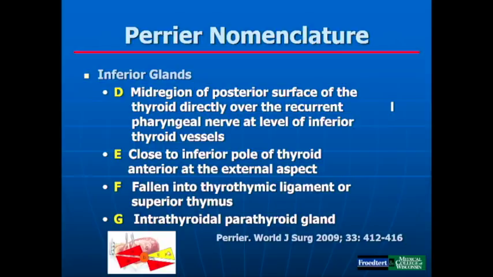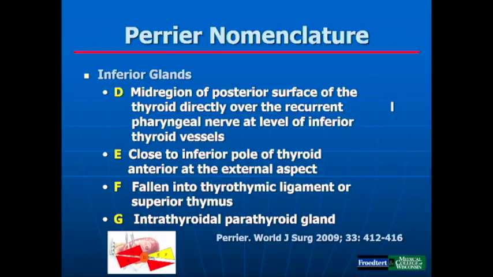The F is a gland that follows the thymus, a gland that is falling into the thyrothymic ligament and stays in the superior thymus, and also the glands that are all the way down in the mediastinum are considered F. And the G is the adenoma of the gland that is intrathyroidal, the G intrathyroidal.